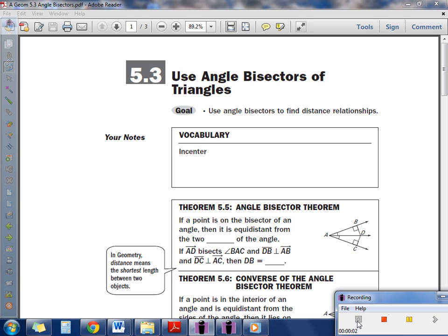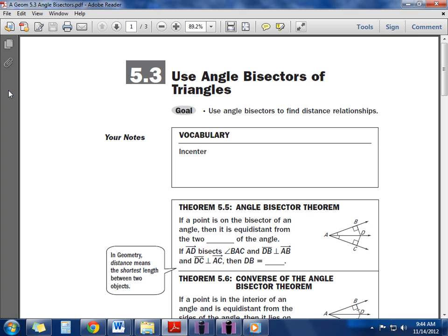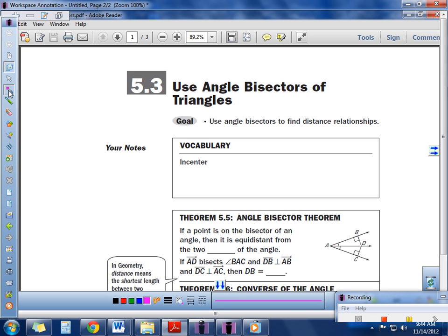Today's lesson is about using angle bisectors. The neat thing, I think these are one of the simplest ones to do. So whenever the angle bisectors cross each other, they create an incenter. This is the point where the angle bisectors cross each other. It's the point where they cross each other.